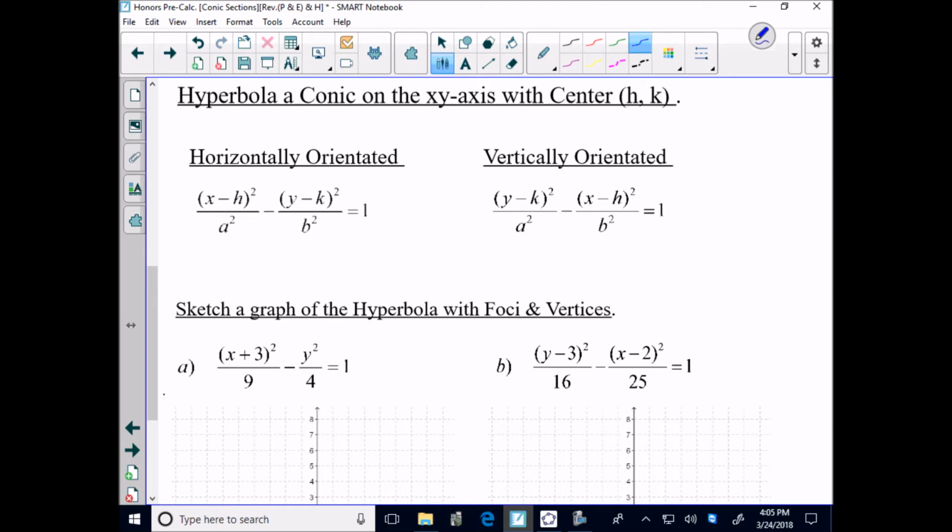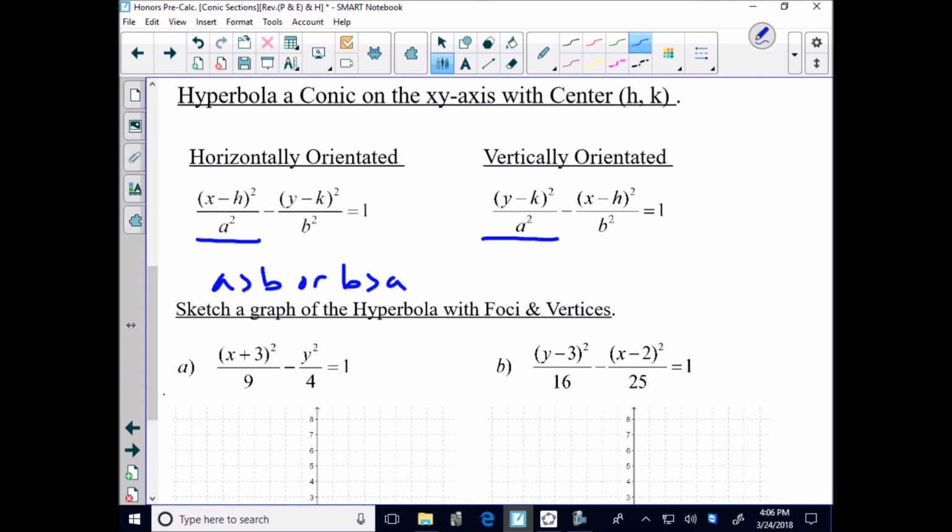Now right here, what we're seeing is that the first term determines whether we're orientated horizontally or vertically. If our first term is an x term, then we're opening horizontally. If our first term is a y term, then we're opening vertically. The thing that we want to take note of is that it doesn't matter whether a or b is larger. So in the case of the hyperbola, it could be that a is larger than b, or we could have b larger than a. It doesn't actually matter. With the ellipse, we would basically say that the orientation, horizontal or vertical, is determined by the larger denominator. But here we're saying it's determined by the first term, or the positive term.